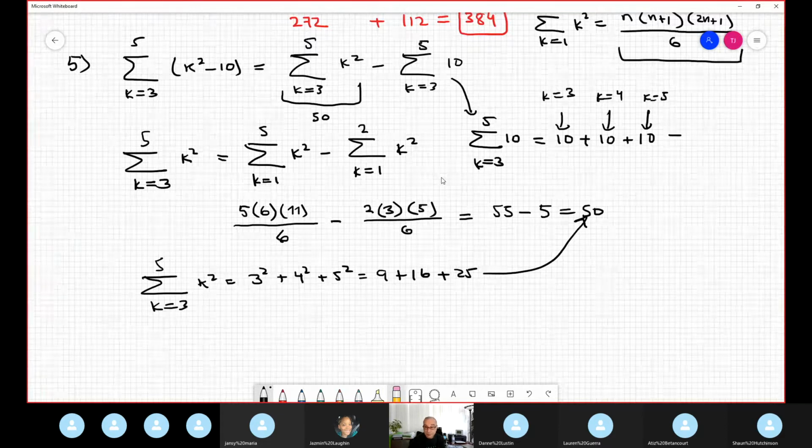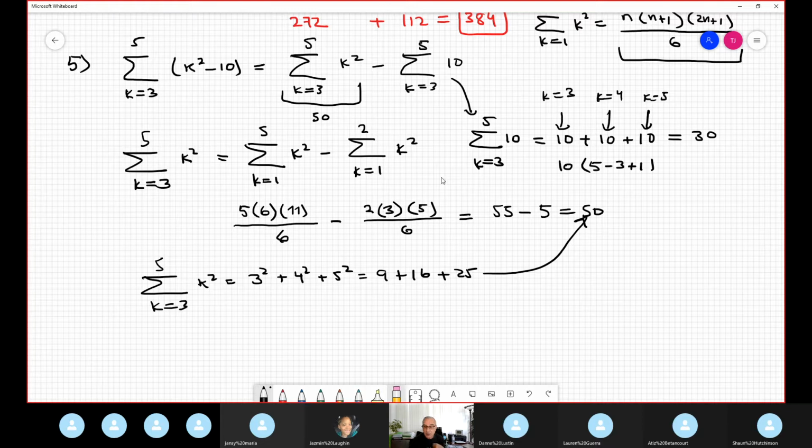That's 30. Another way, another shortcut, is you take 10 and multiply by 5 minus 3 plus 1. Okay, be careful: 5 minus 3 is 2, plus 1 is 3, exactly the same. What is the final answer? Well, the final answer is 50 minus 30, which is 20. End of the story.